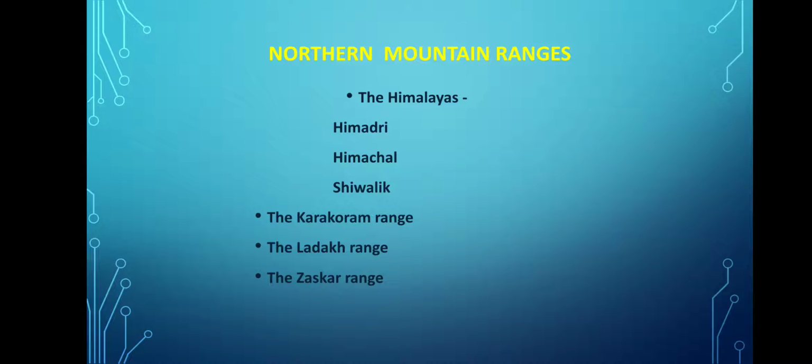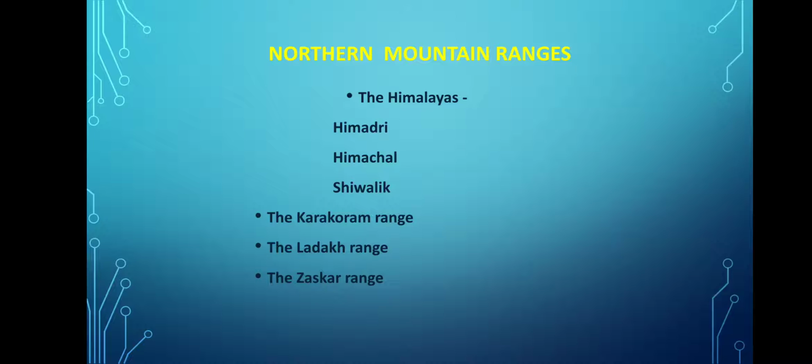See, the northern mountain ranges. You know there are several mountain ranges in our country, widely extended throughout it, and today we have chosen the northern part, so we'll discuss the mountain ranges located in the northern part of our country. The most important range is the Himalaya. We have already learned about the Himalaya: the Himadri, the Himachal, and the Shivalik. Under the Himalaya there are three parallel ranges: the Greater Himalayas or the Himadri, the Middle Himalayas or Himachal, and the Outer Himalayas or the Shivaliks.